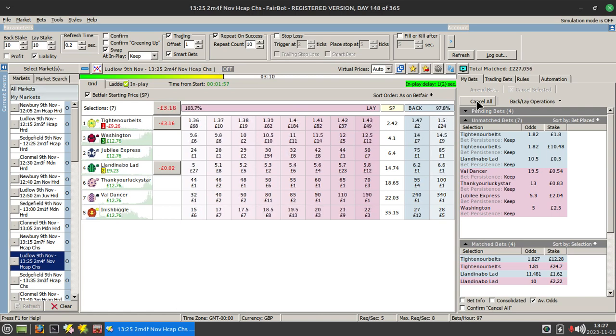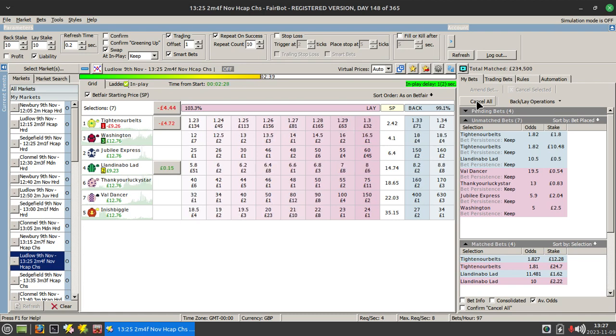This race, the way it's going, reminds me that generally speaking, I wouldn't use this on novice races. It so often happens that the favourite in a novice race tends to dominate, and that's what we're seeing in this race as well. So you'll see we haven't had any more trades implemented as yet, mainly because the tighten your belt has shortened so much and everything else hasn't.